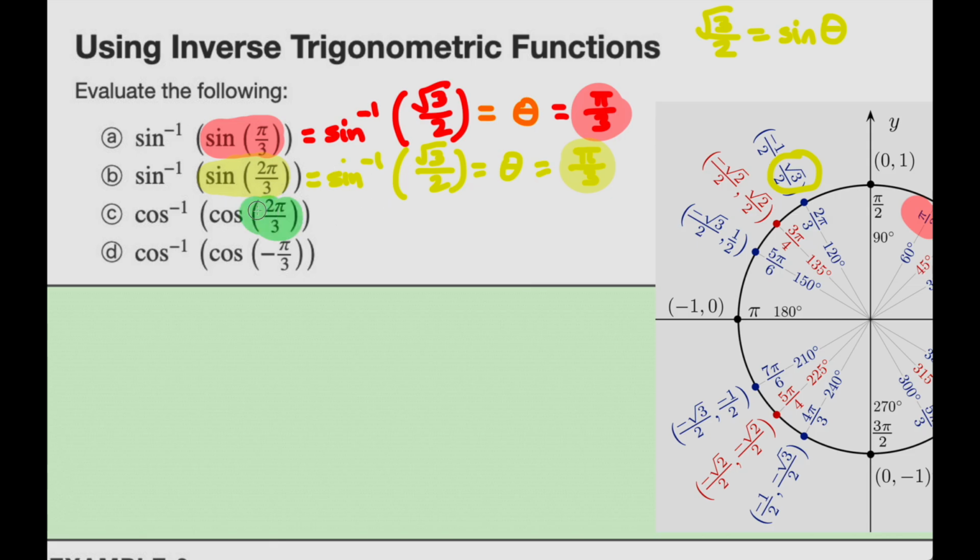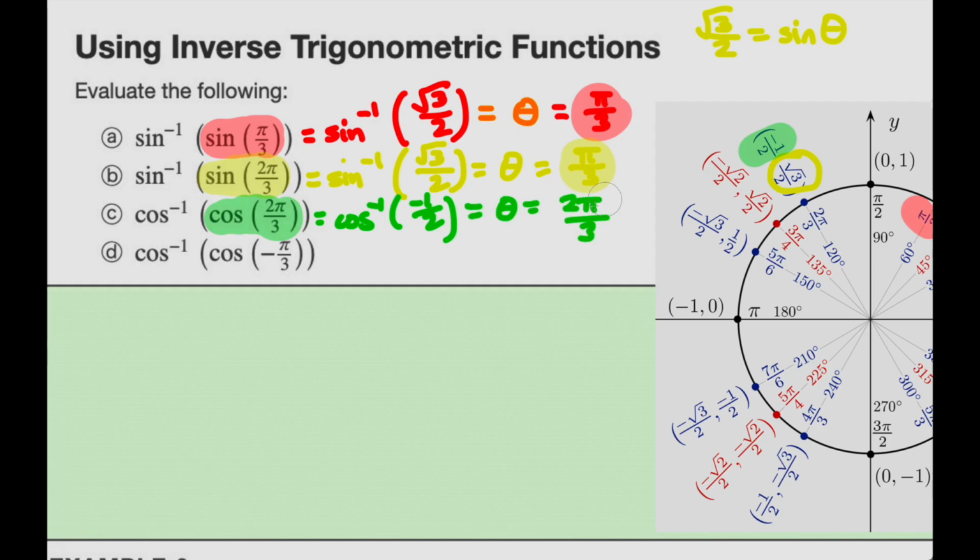We're going to figure out what cosine of 2 pi over 3 is. It's right there. It's -1/2. So that means this is going to be the inverse cosine of -1/2. Okay. So now we need to find where -1/2 is for the x. Well, it's actually right there where we were just at. So the answer for this one is just going to be 2 pi over 3.